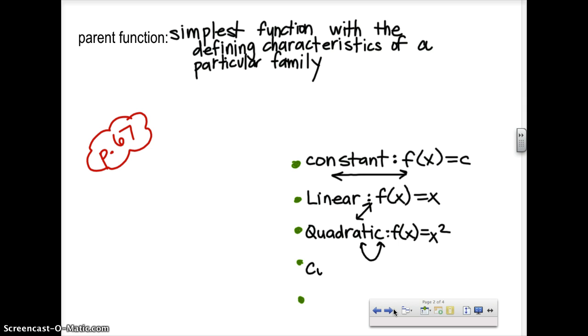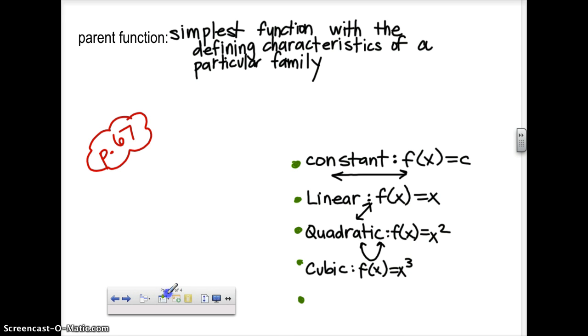Fourth one, cubic function. f of x equals x to the third, x times x times x. The graph of this one is kind of an S shape, looks something like that. That's the most basic graph. Different variations of it will be transformed to look different.